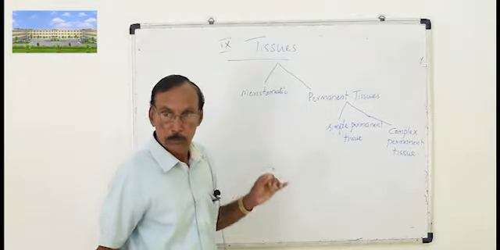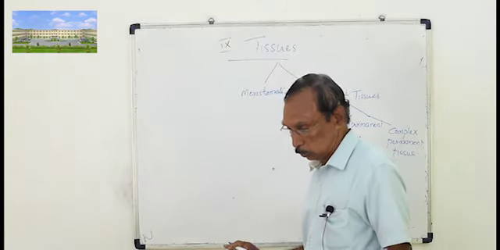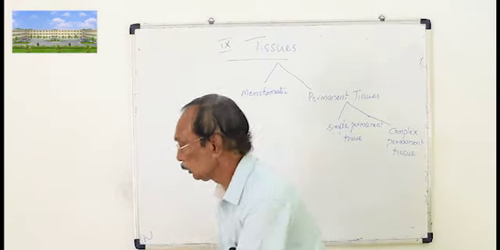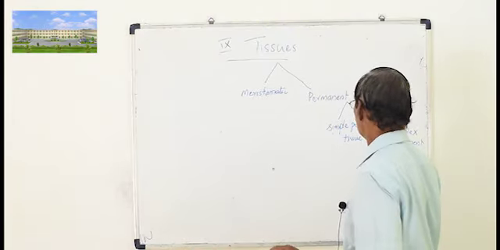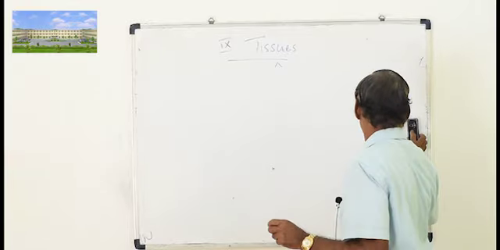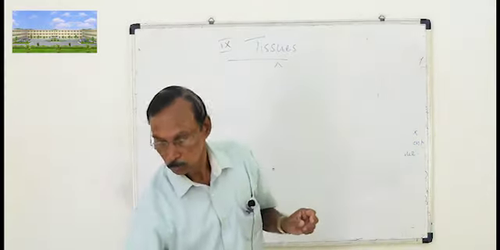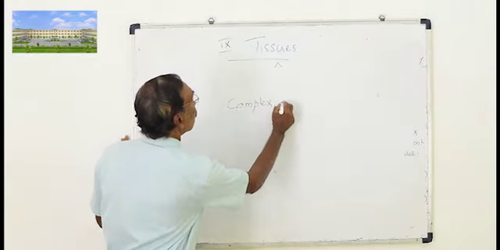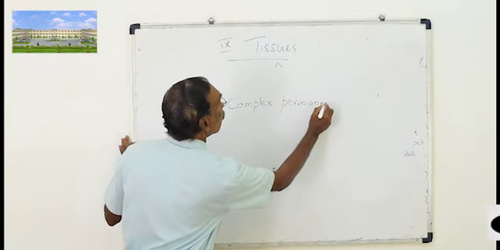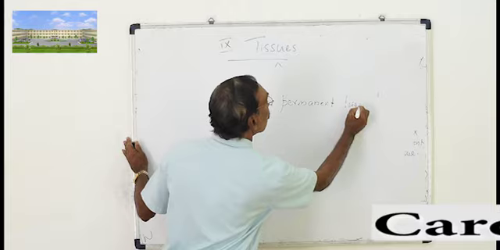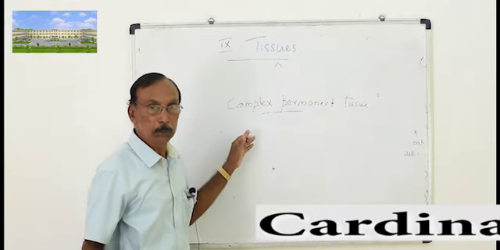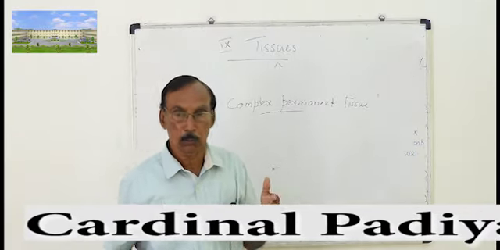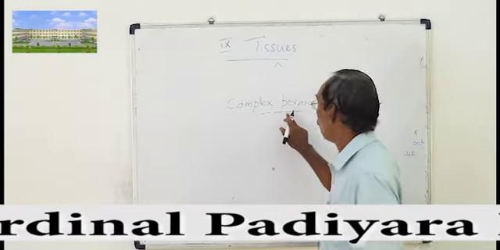Complex permanent tissue. Simple permanent tissue means it is made up of only one type of cell. All the cells are alive. But complex permanent tissue is a permanent tissue made up of more than one type of cell. The meaning is that more than one type of cell is present in a complex permanent tissue.